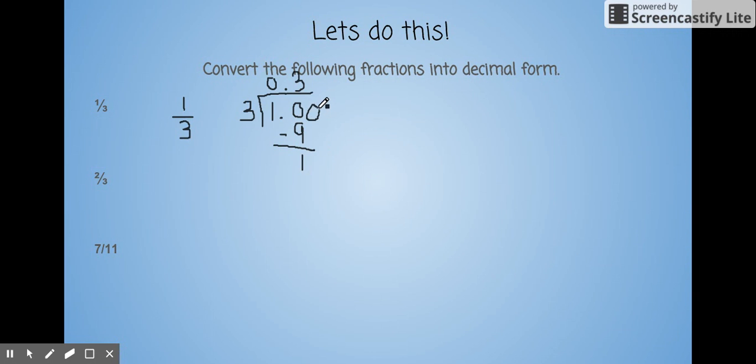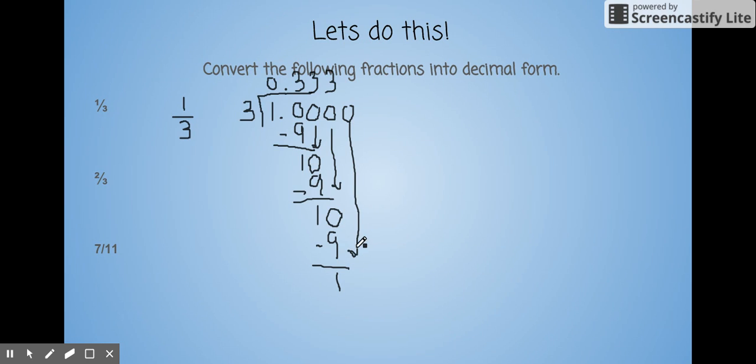Then I am going to bring another 0 down because 3 can't go into 1, and I have another 10. Like before, 3 can go into 10 3 times. 3 times 3 is 9. So we're going to subtract. 10 minus 9 is 1. 3 can't go into 1 again, so we're going to bring down a 0. We have 10 now for a third time. 3 can go into 10 3 times, and 3 times 3 is 9. 10 minus 9 is 1. Bring down a 0. And then we have 10 again.